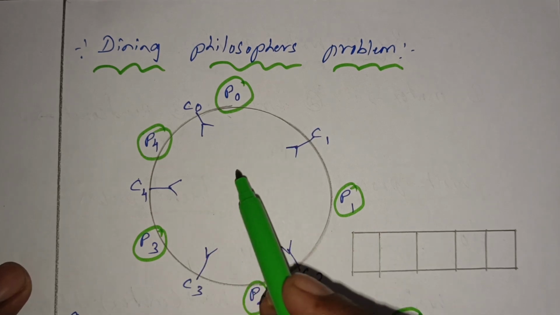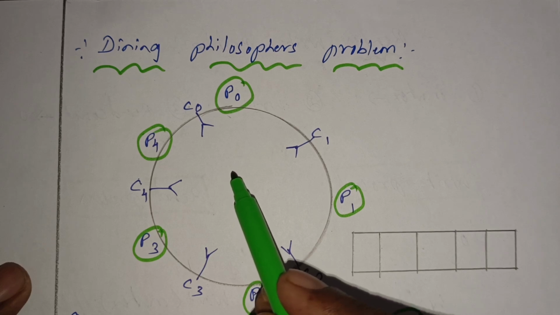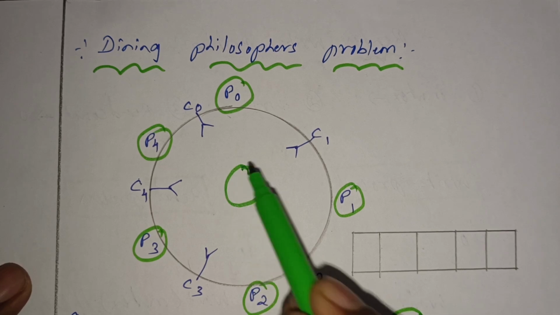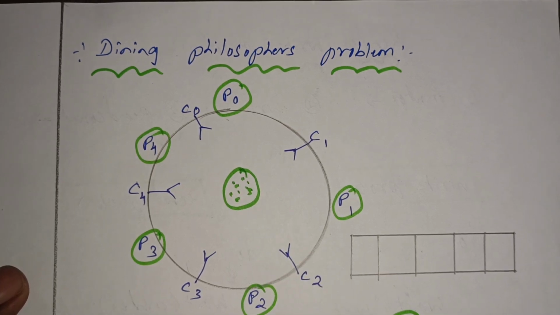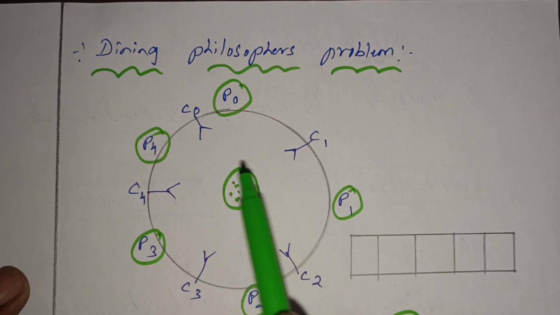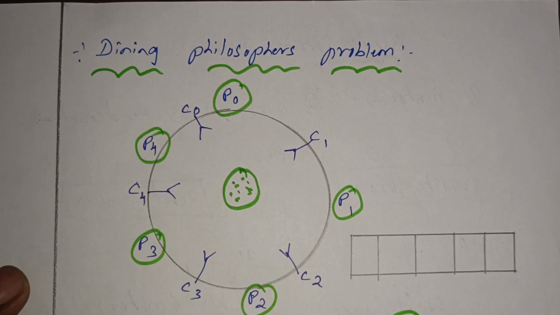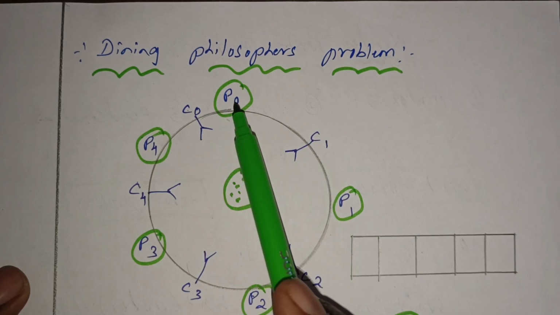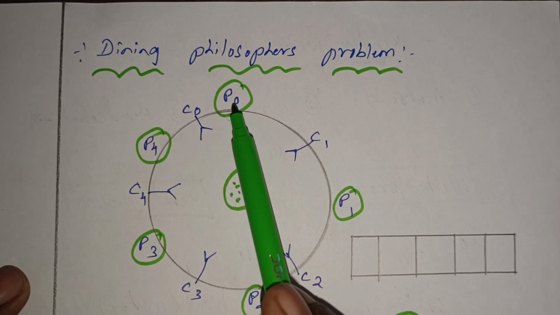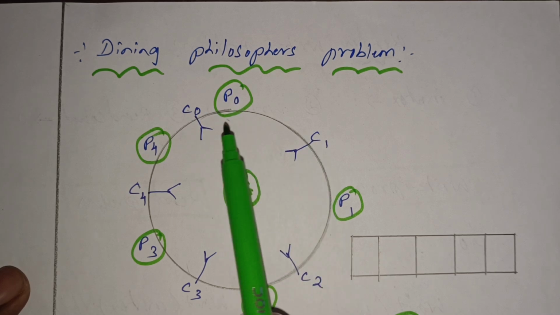You can see that there is a circular table here. Assume that a bowl of noodles is placed in the center of the table, and along with it five chopsticks, each philosopher having adjacent chopsticks. Now, to eat, a philosopher needs both chopsticks. For example, if philosopher 0 wants to eat, philosopher 0 needs C0 and C1, that is chopsticks.